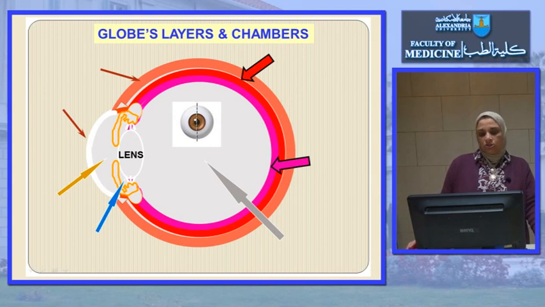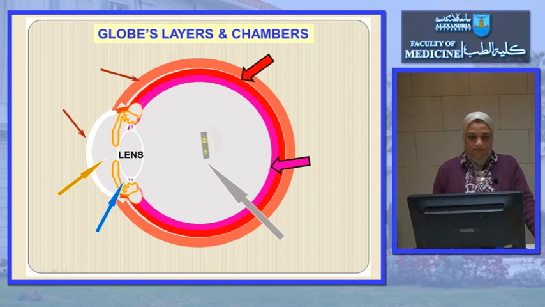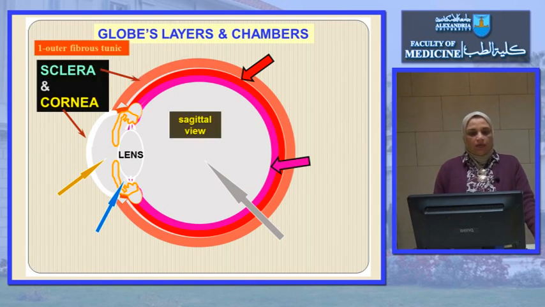When we take a sagittal section through the eyeball, we can see that it is covered with 3 tunics or 3 layers. From outside inward, we have the outer coat. This outer coat is called the fibrous tunic or the fibrous coat. It's formed from the cornea anteriorly, and the rest of the coat is the sclera.